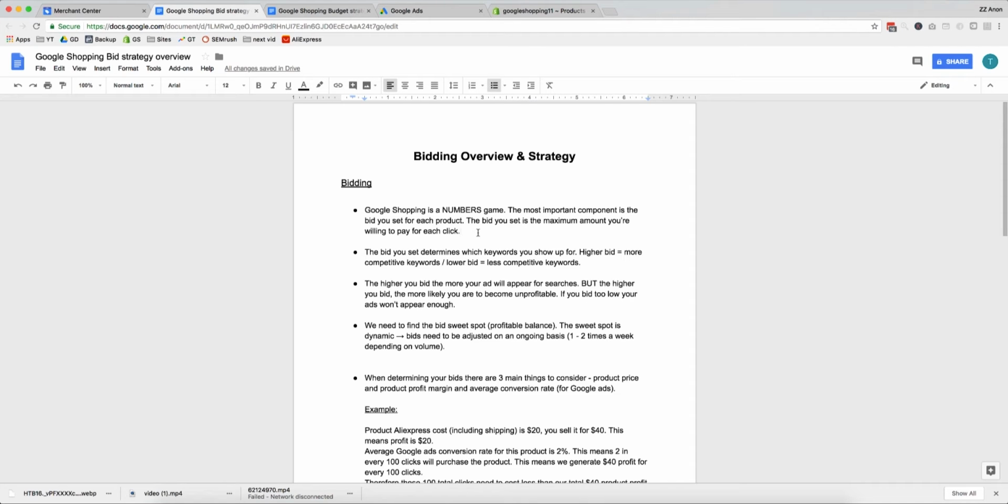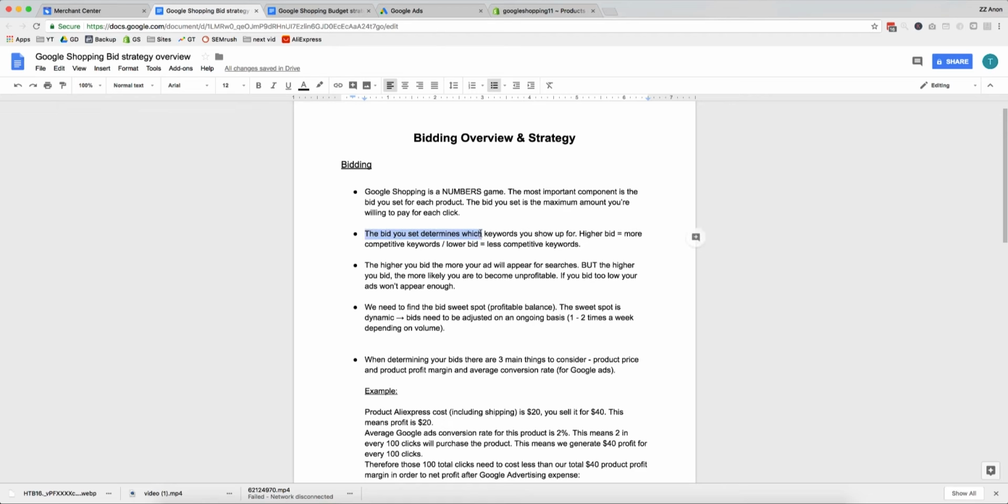When you think about Google Ads, it's basically a numbers game. It's not that creative. You just need to look at stats and decide whether to kill or resume a product. The most important component is the bid that you set for each product. The bid is the maximum amount you're willing to pay for each click. So if you have a 50-cent bid, Google Ads is going to place you in the auction where 50 cents will be your max. If you're running Enhanced CPC, which is another bid strategy, it can be over 20% of whatever your max CPC is, but I'll talk about that later.